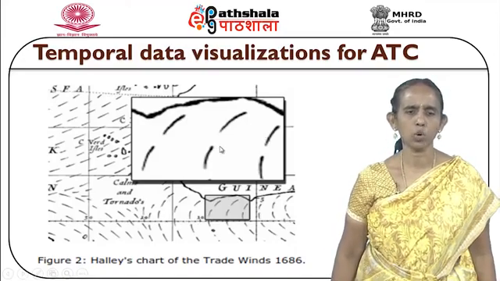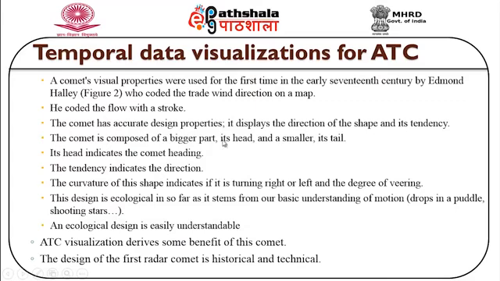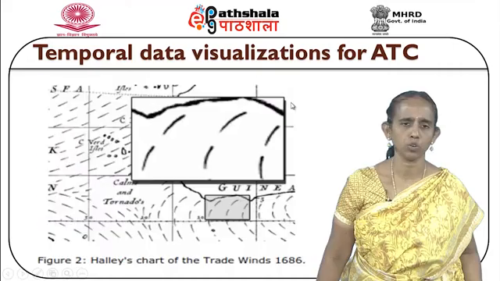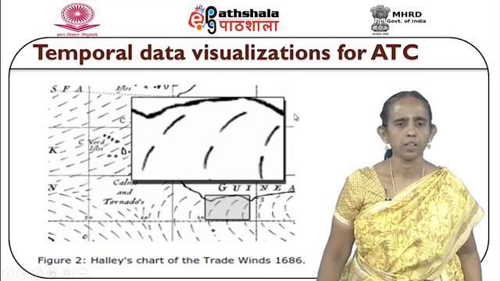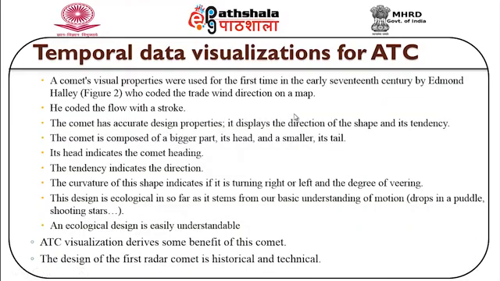A comet's visual properties were used for the first time in the early 17th century by Edmund Halley, who coded the trade wind direction on the map. He also coded the flow in the form of a stroke. So the flow of the wind is represented in the form of a stroke. The comet has accurate design properties. It displays the direction, the shape and the tendency.